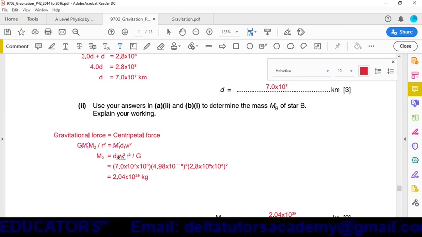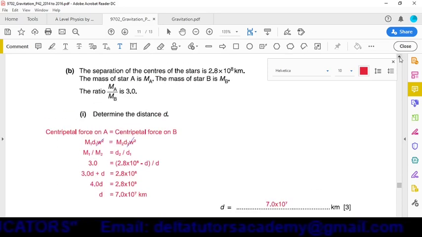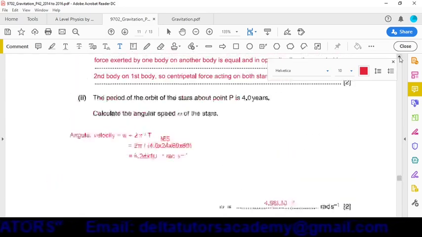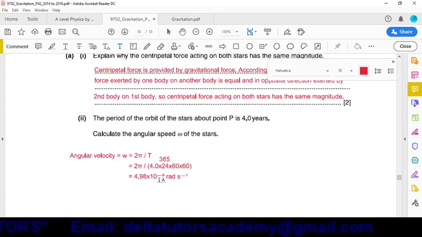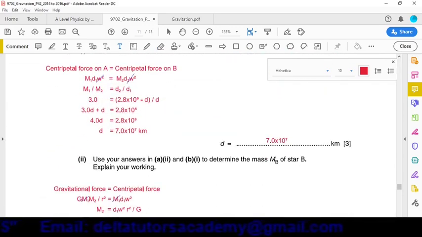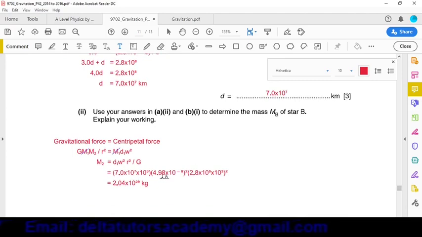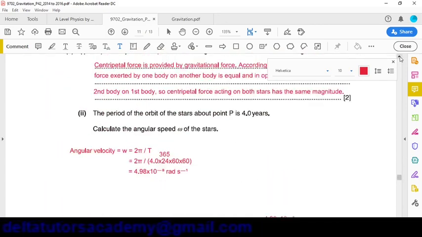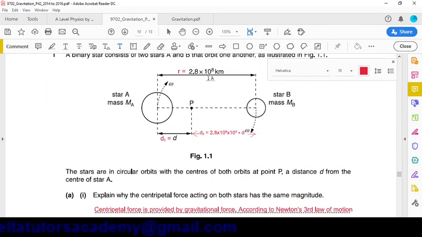Now this is omega, angular velocity. We have already calculated 4.98 into 10 power minus 8. We have substituted this value. This is r. r is the total distance between the two stars. It is 2.8 into 10 power 8 kilometers.